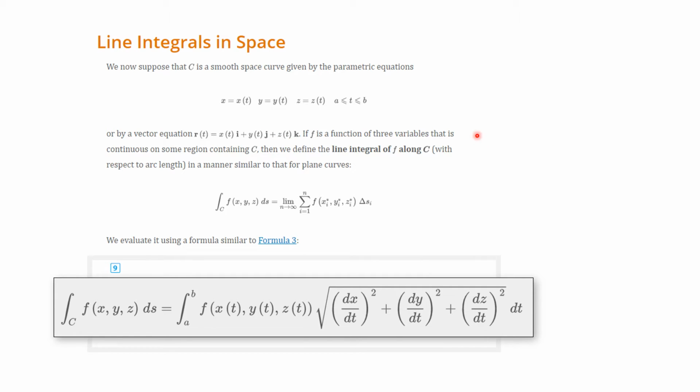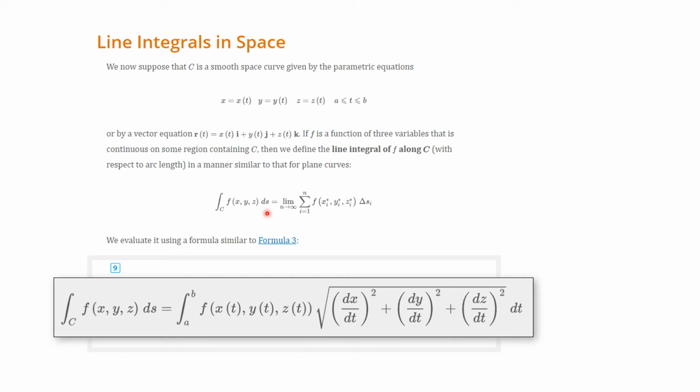Now, if f is a function of three variables that is continuous in some region containing C, then we can define the line integral of f along C in three-dimensional space, now with respect to arc length, in a manner similar to what we did before. We look at these delta s's along the arc length. We get these representative points. We take the limit as n goes to infinity, and we get a line integral with respect to the arc length.